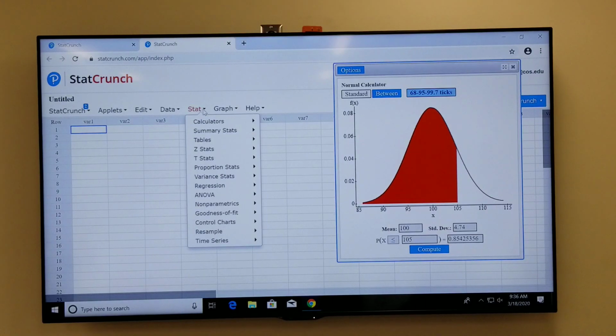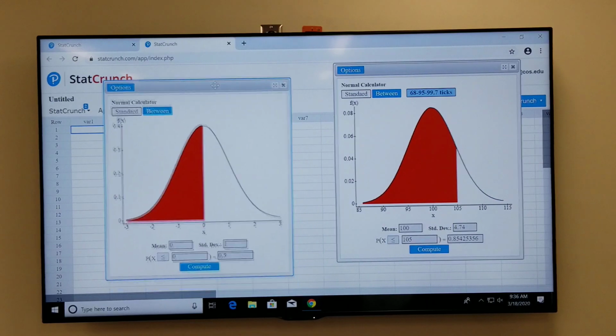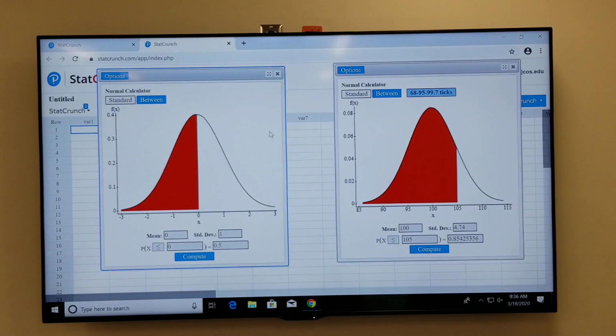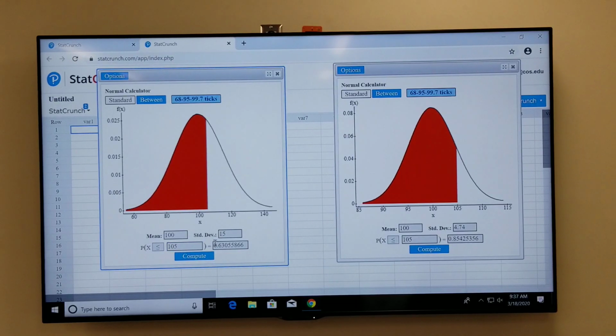So I'm going to open up a new normal calculator so I can do this again. Okay, if we weren't talking about the probability that x bar is less than 105, if instead we were just talking about the probability that x is less than 105, then we wouldn't have to adjust the standard deviation, right? We would just say, well, the population mean is 100 and the population standard deviation is 15, so we would put in 15, and then we would say, okay, what's the probability that x is less than 105? And we hit compute, and you see that you get a different result.